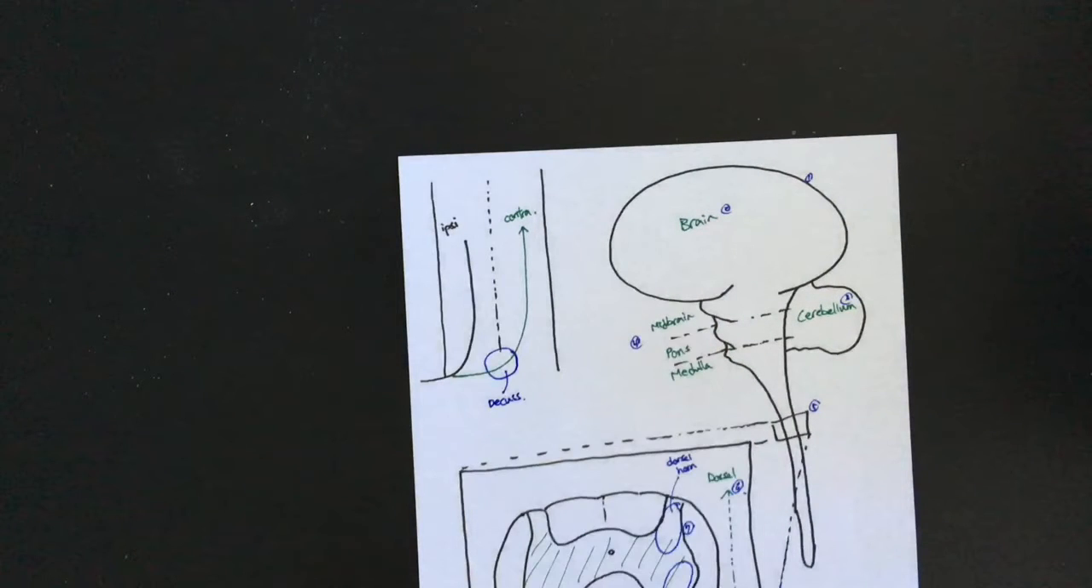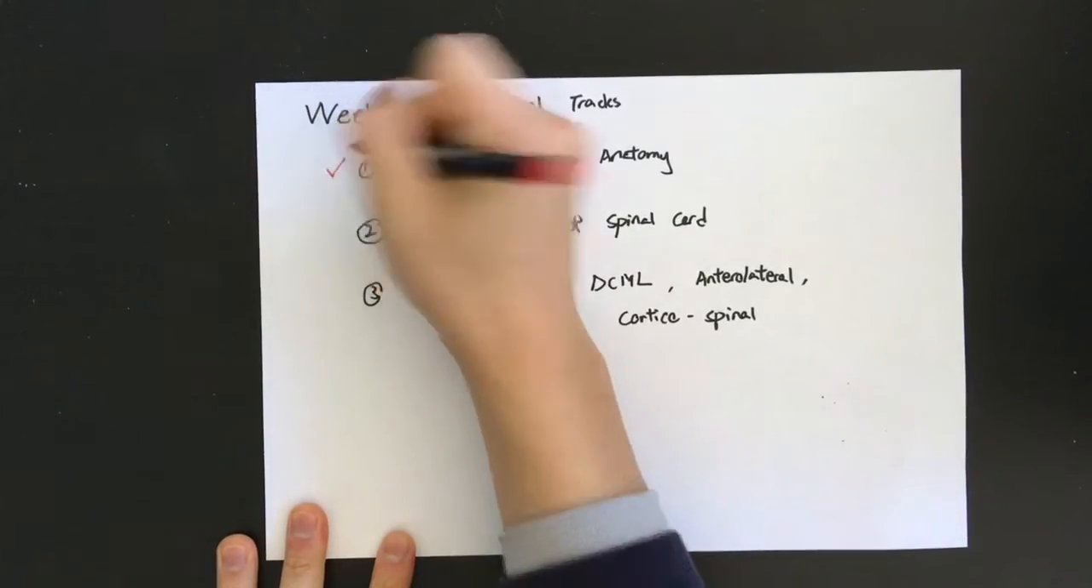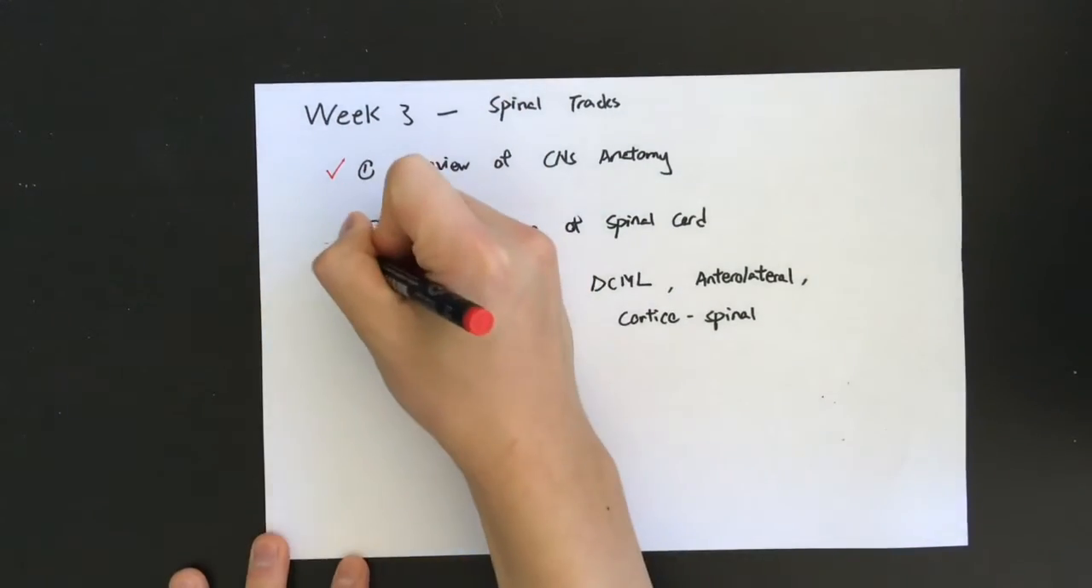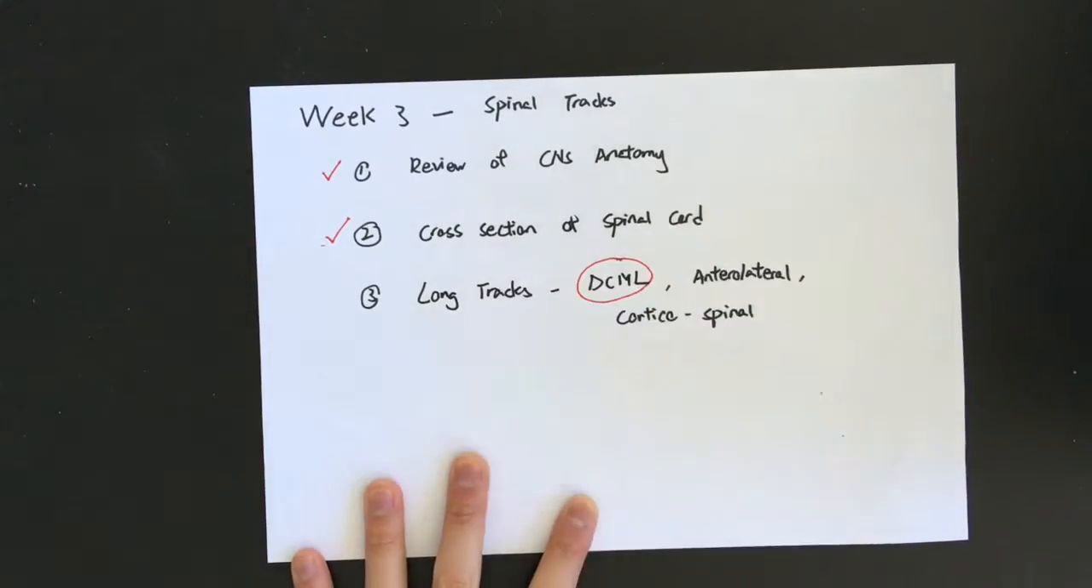So going back to our outline for today's tutorial, we have successfully reviewed our CNS anatomy and reviewed what a cross-section of the spinal cord looks like. Now we're ready to move on to the main part of our tute, which is looking at our long fiber tracts. First, we're going to look at our dorsal column medial lemniscus.